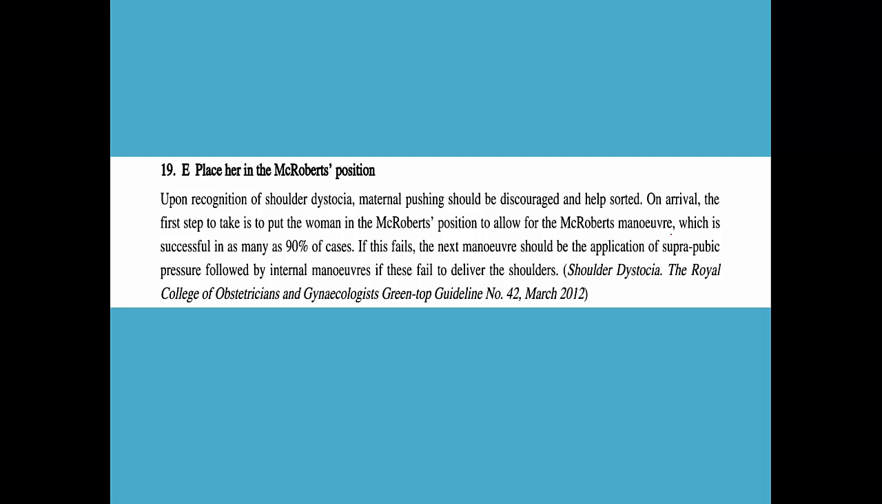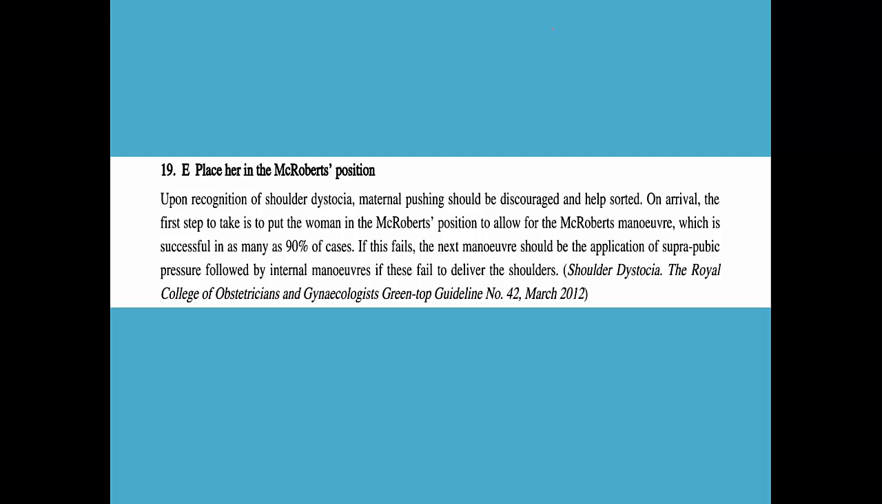The answer is E, place her in McRoberts position. Upon recognition of shoulder dystocia, maternal pushing should be discouraged and help sought. On arrival, the first step is to put the woman in McRoberts position to allow for the McRoberts maneuver, which is successful in as many as 90% of cases. If this fails, the next maneuver should be application of suprapubic pressure followed by internal maneuvers. If this fails, consider other options to deliver the shoulders. Okay, thank you, Dr. Wajbi. Thank you so much, doctor.